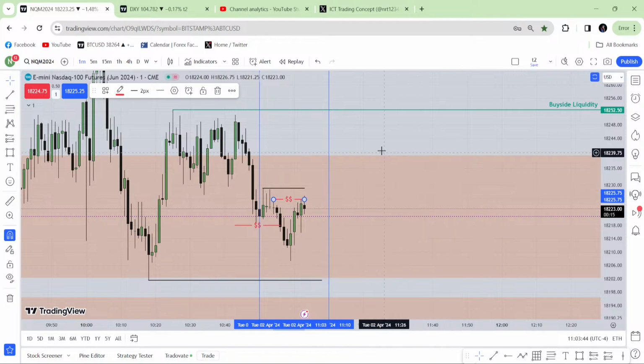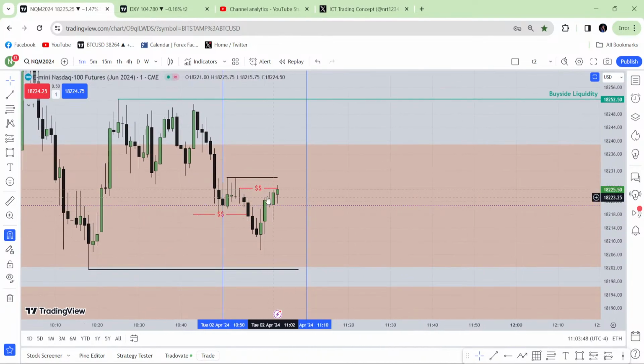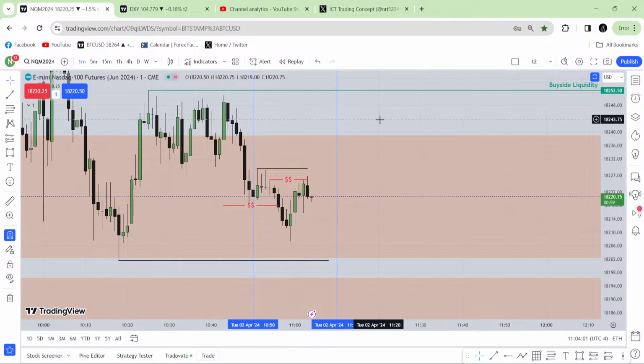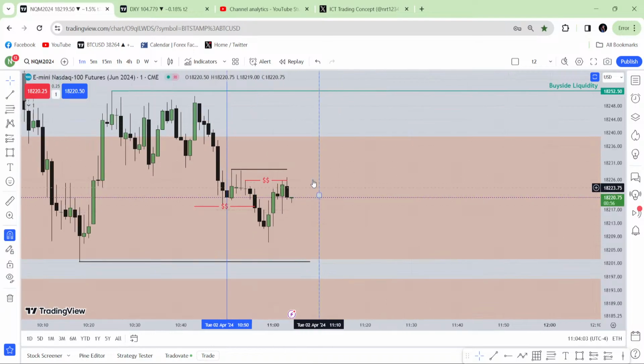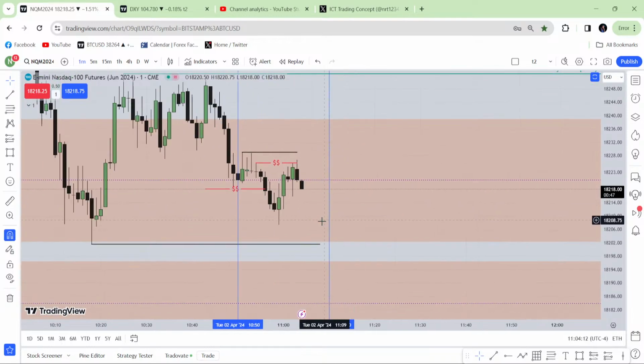It has taken the buy side as well. Either way, I will get a market structure shift. I will go for that. The first market structure shift I will get, I'll go for that. If it gives me the lower market structure shift, I'll go for sell. If it gives me the higher market structure shift before 11:10, I'll go for buy. This is only because of the macro. This entry I'm talking about is just about the macro. It's been long. I don't trade depending on the macro.